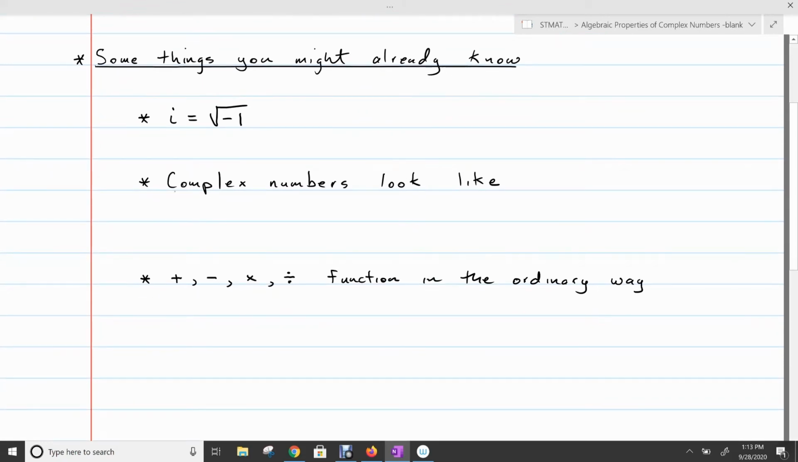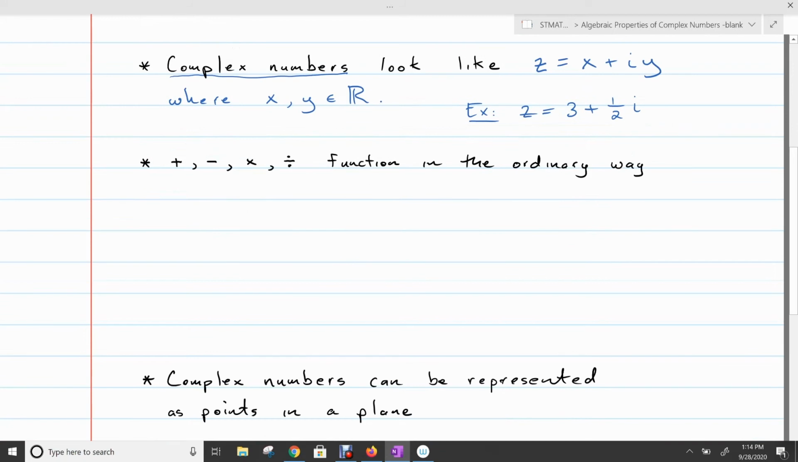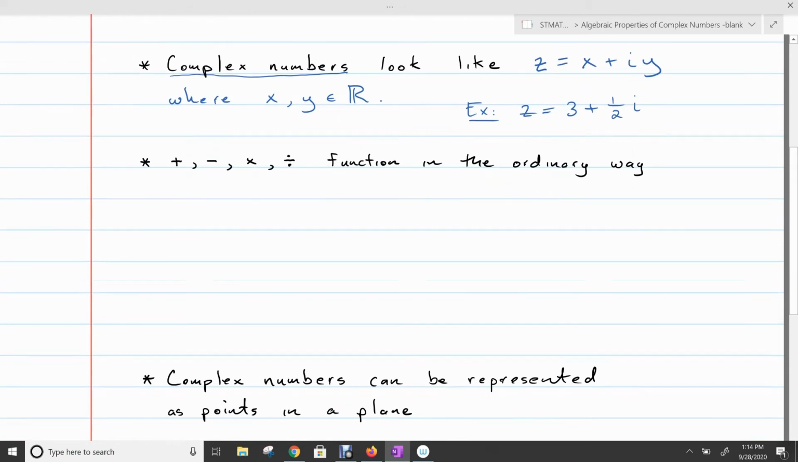And then the idea of complex numbers is sort of like fusing together real numbers and imaginary numbers in the following way. So complex numbers look like x plus i times y, where x and y here are real numbers. So for example, z equals 3 plus 1/2 i would be an example of a complex number. And of course, you can add and subtract and multiply and divide complex numbers in sort of ordinary ways.